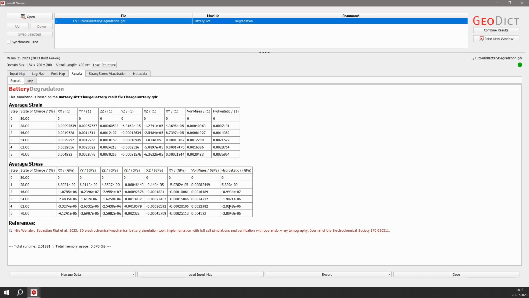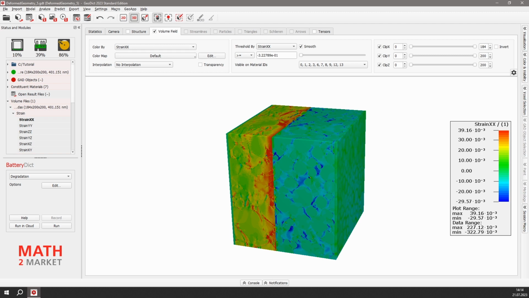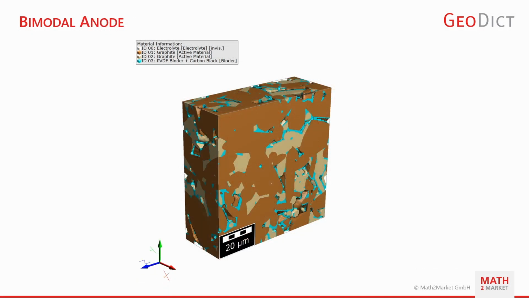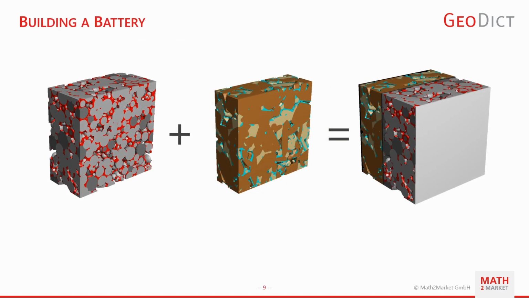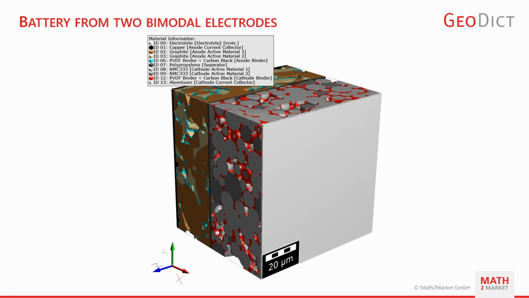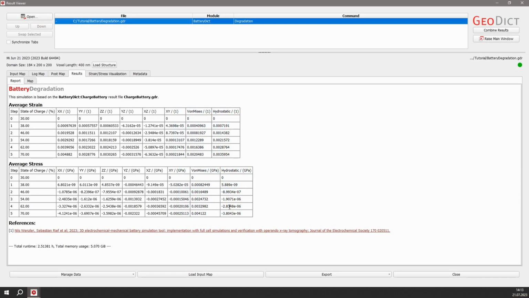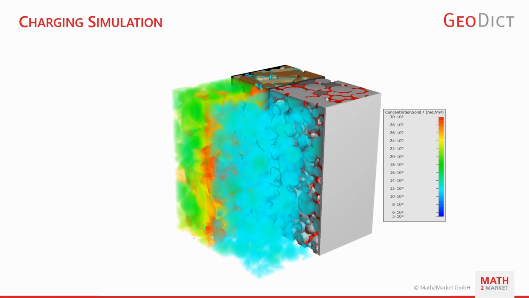The tool is called BatteryDict Degradation and is new in GeoDict 2023. This video is the third and last video in the small series of videos on how to create a battery from bimodal electrodes and run a degradation simulation on it. Degradation allows to study mechanical stresses and strains due to deformations of the active materials in the battery cell from a previously run charging or discharging simulation.